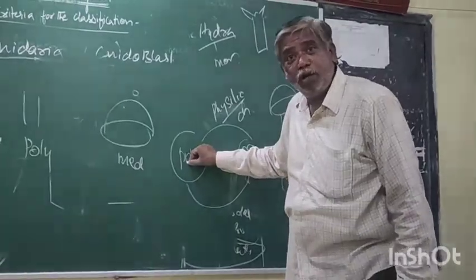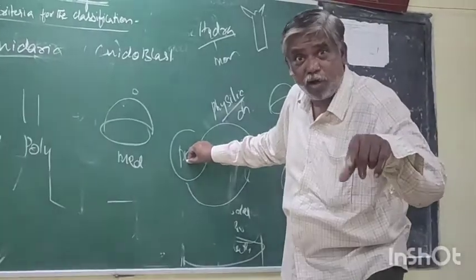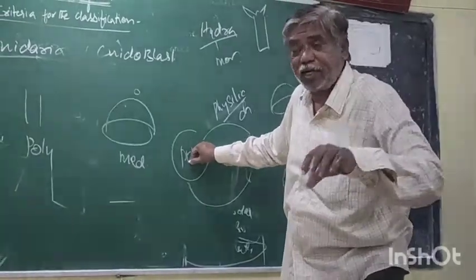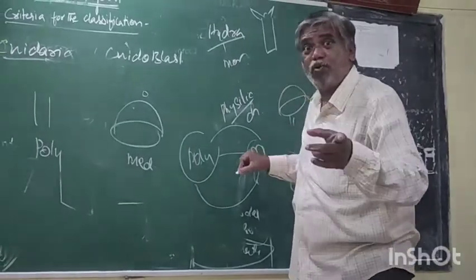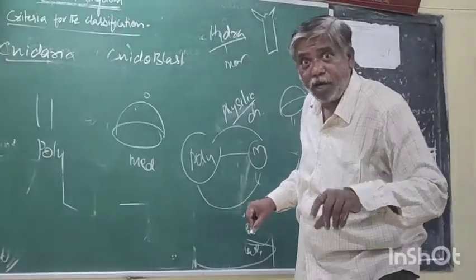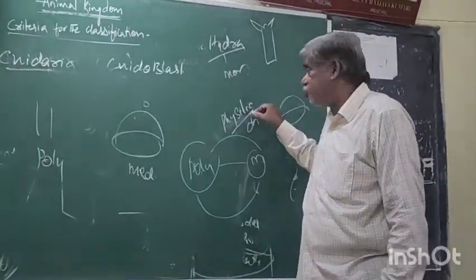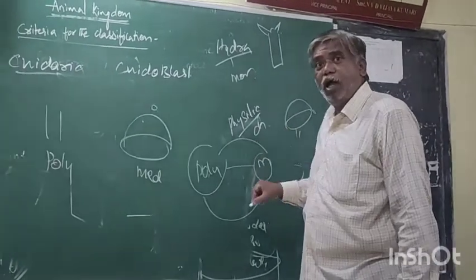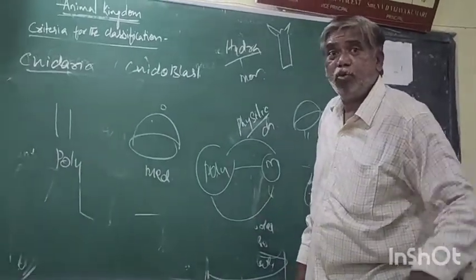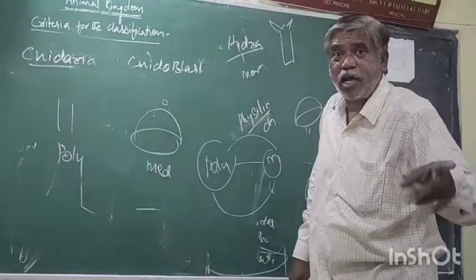That means polyp, which reproduction? Asexual. Appearance cylindrical. Medusa is sexual. Appearance umbrella. Now in the life cycle of Obelia, how many morphological forms? Two. Hence these are called dimorphic.